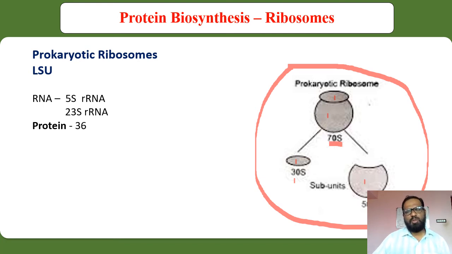The large subunit of the ribosome is called the 50S, and the small subunit is called the 30S. This is an important point. Now we will discuss what the ribosomes are made of. We have already said that ribosomes are constructed only from two biomolecules.